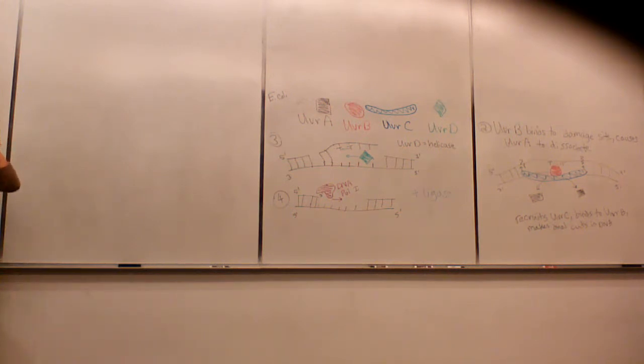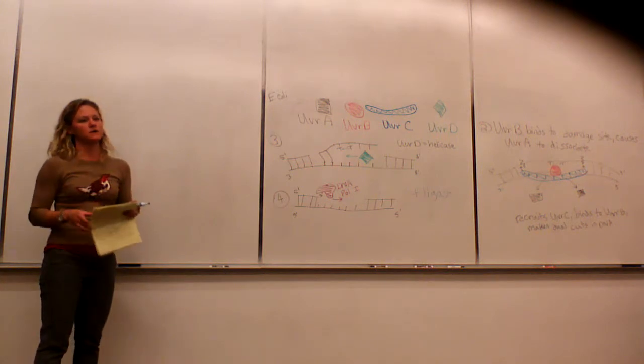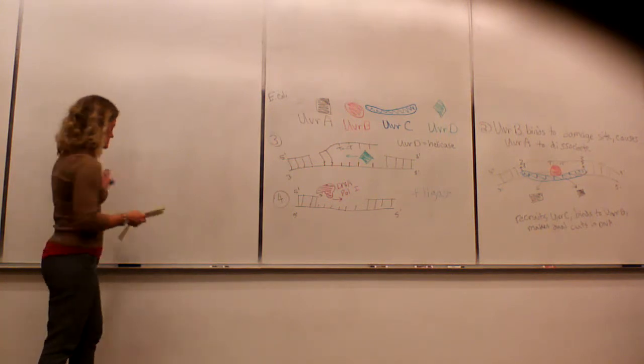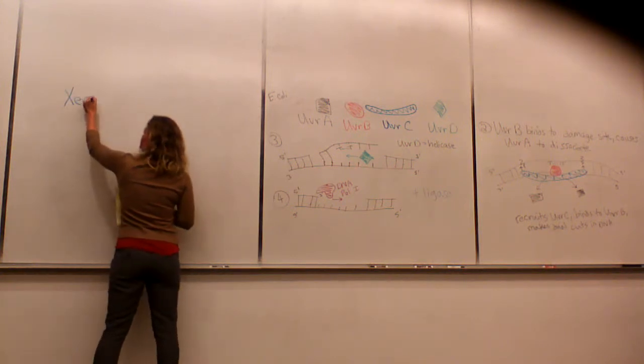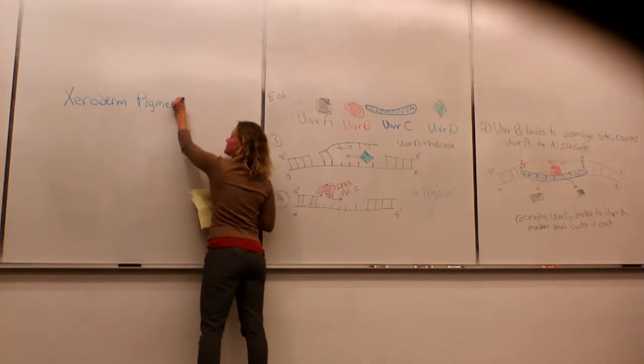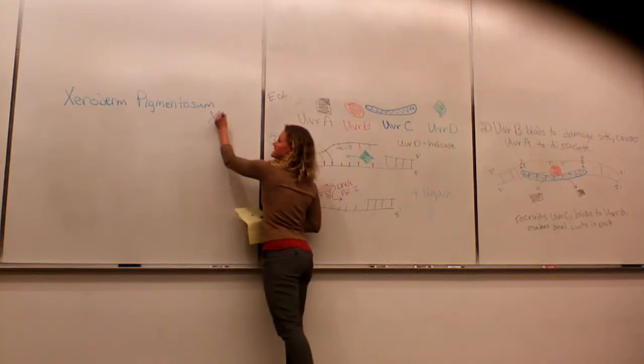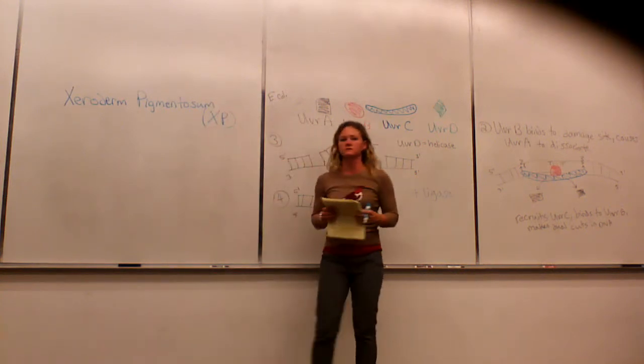Other questions about nucleotide excision? So we're actually kind of doing a tangent here in our repair pathway explanation. There's a really famous human disease that's associated with mutations in Nair. So this is called Xeroderma pigmentosus. So you can see it as XP. This is a human disease.